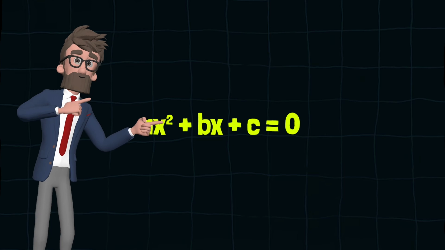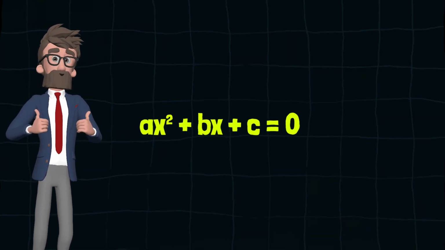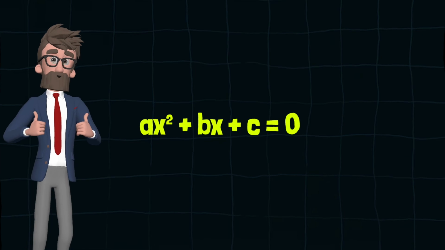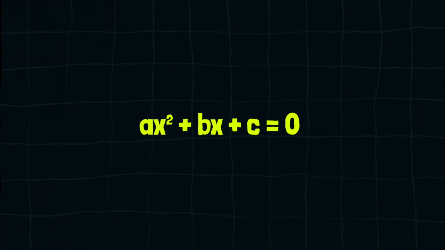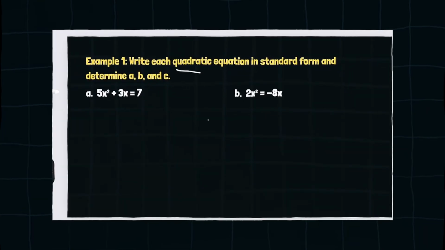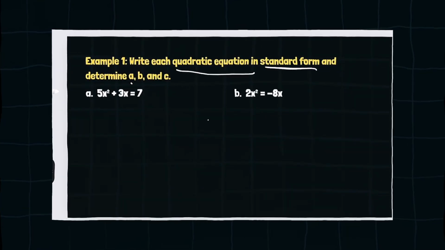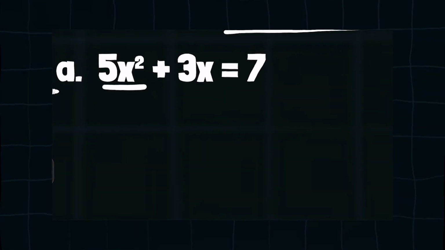Now as we move on, working with a quadratic is usually simplified when the quadratic equation is written in standard form, ax squared plus bx plus c equals 0. For the first example, we will write each quadratic equation in standard form and determine a, b, and c. Given the first equation, 5x squared plus 3x equals 7.